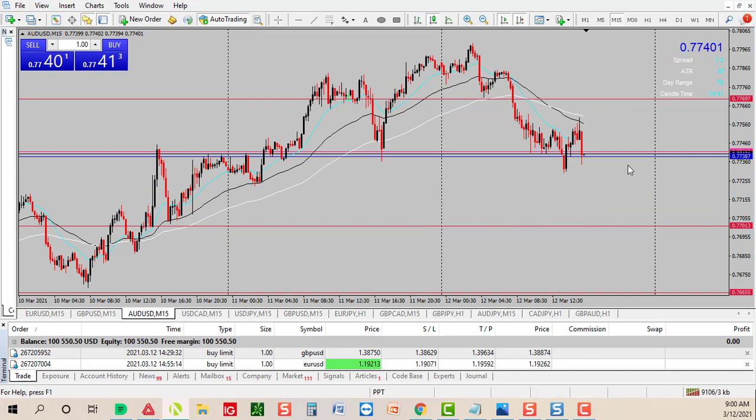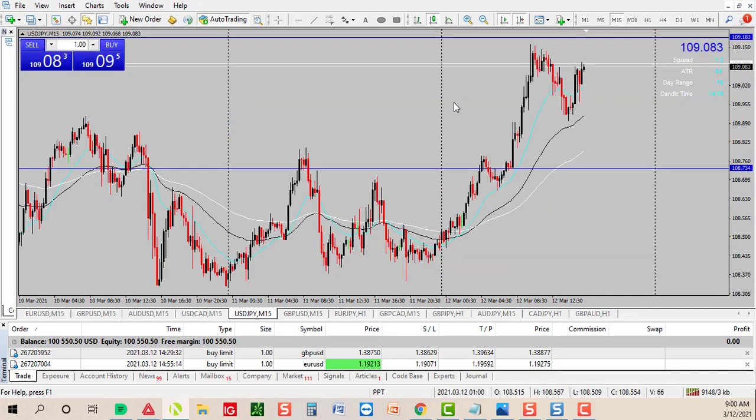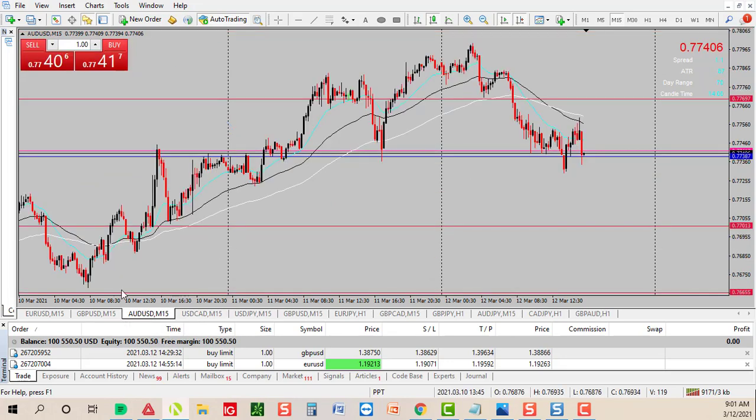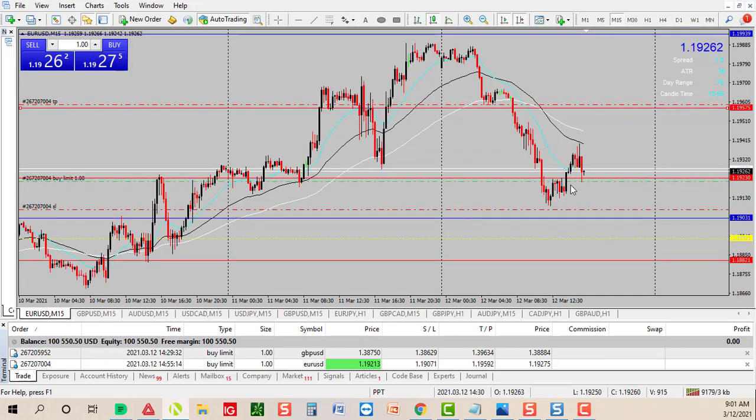The Aussie US is right at a price point. The US CAD hit a price point and pulled away, broke the low of yesterday. And the US yen is heading towards a blue price point. Okay, so we have US strength, relatively no strength. Same here. Same here. And right here too.